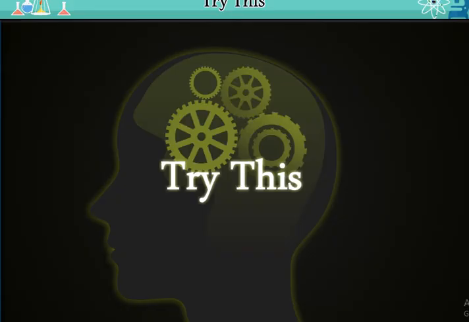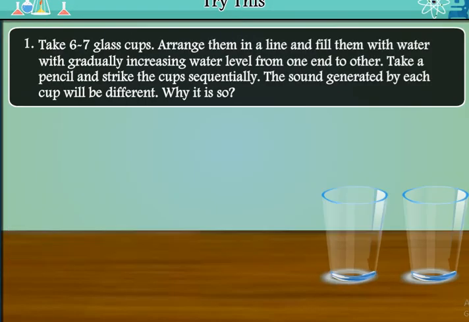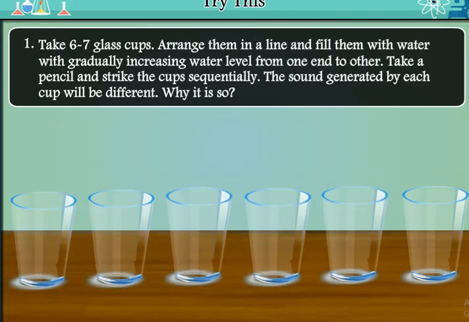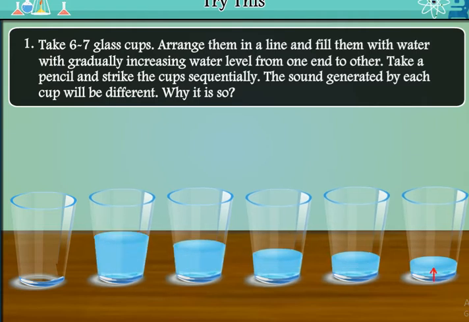Try this. Take 6 to 7 glass cups. Arrange them in a line and fill them with water with gradually increasing water level from one end to the other. Take a pencil and strike the cups sequentially. The sound generated by each cup will be different. Why is it so?